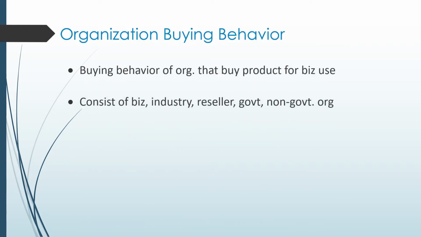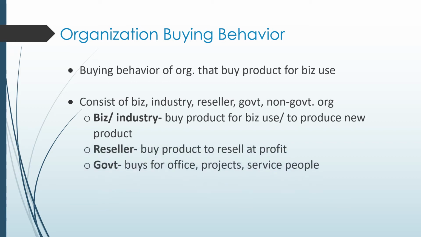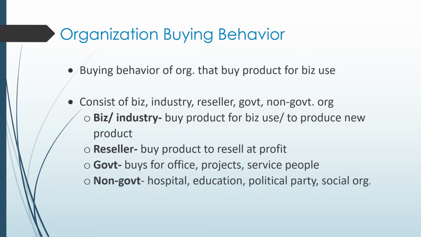Now, organization buying behavior is the buying behavior of organizations that buy products for business use. It consists of business, industry, reseller, government and non-government organizations. Business and industry buy the product for business use and to produce new products. Resellers buy products to resell at a profit. Government buys for offices, projects and service of the public.